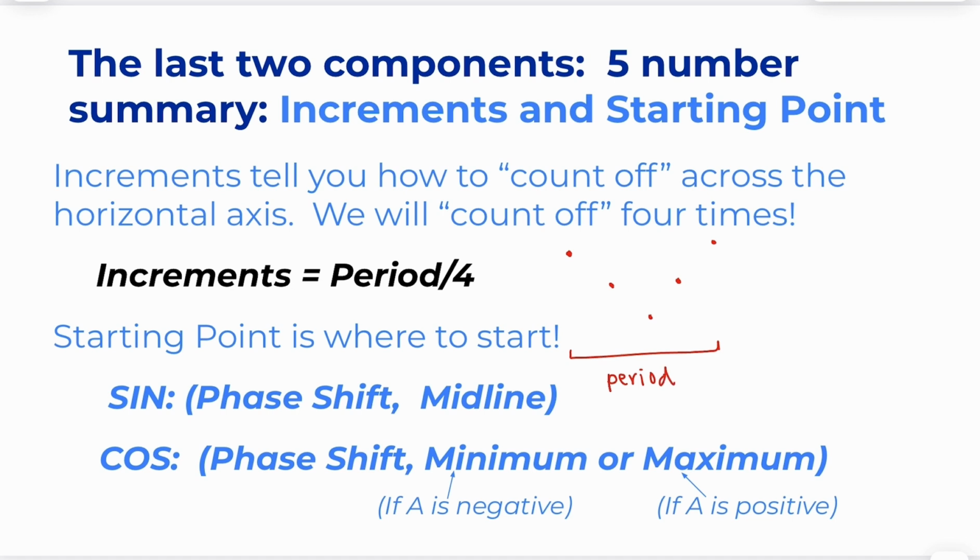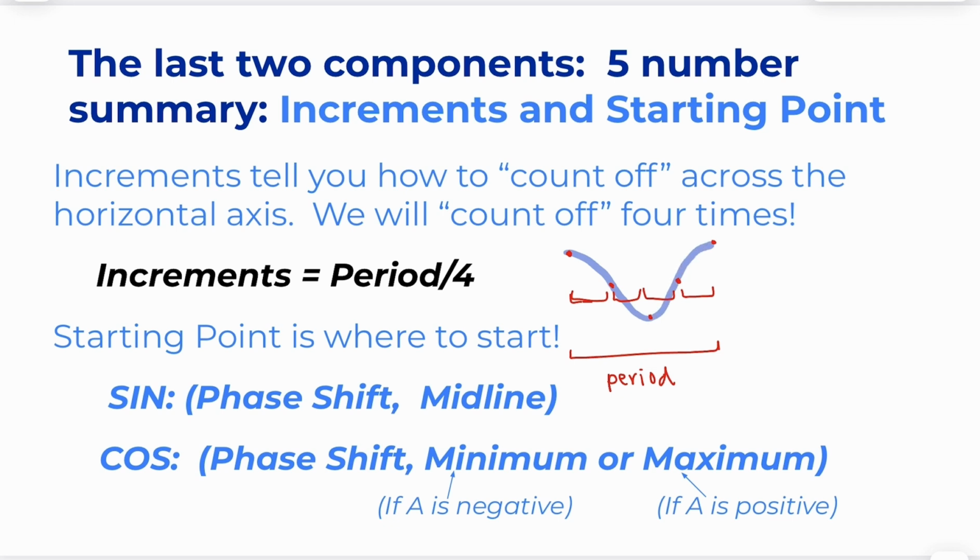And on our 5 main points, that's what it looks like. Well, if I break my period into 4 equal pieces, it's going to give me this distance here. So doing my period divided by 4 gives me the distance between kind of my critical points that make up this cosine curve.